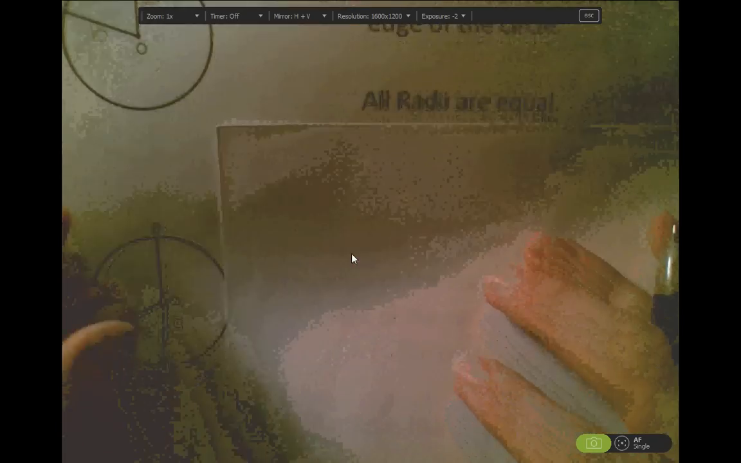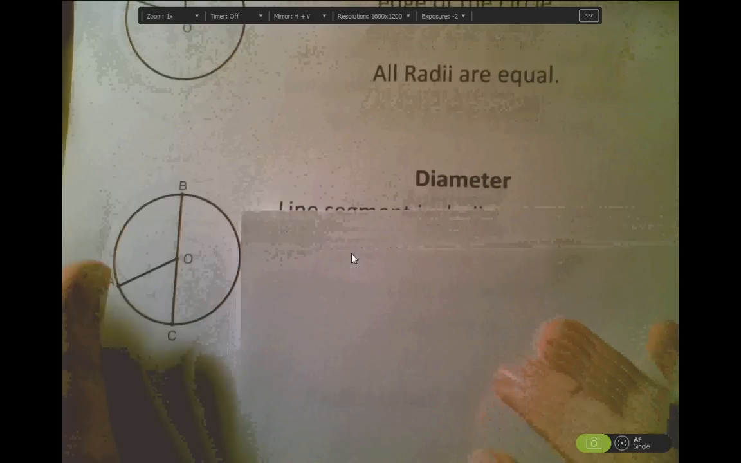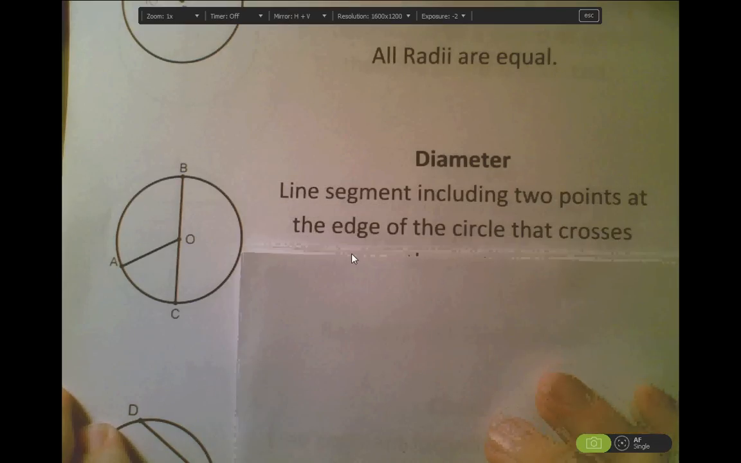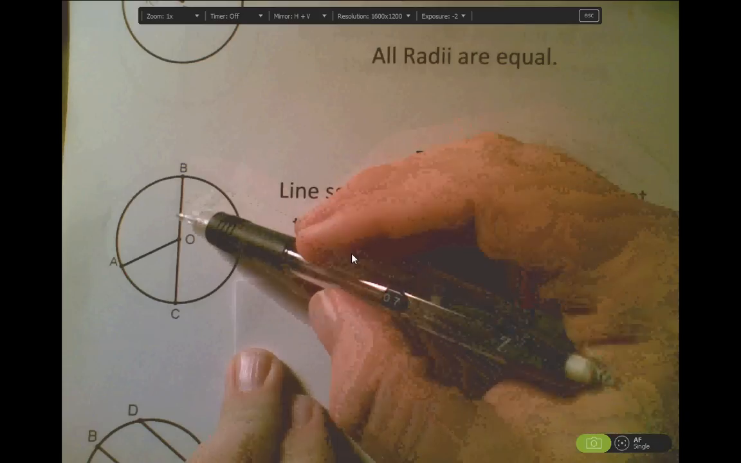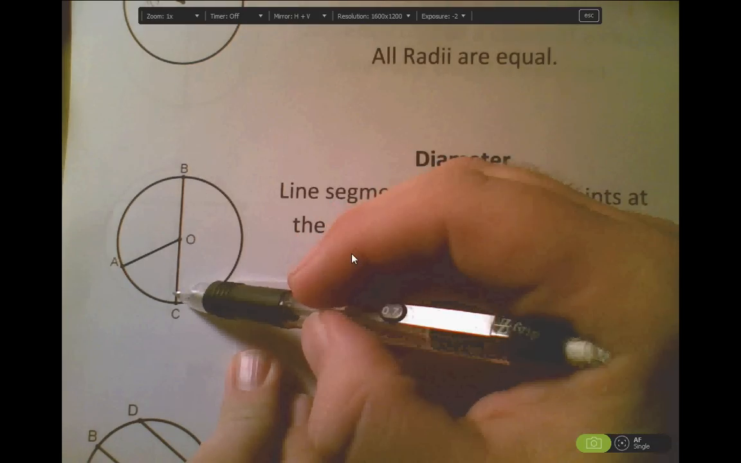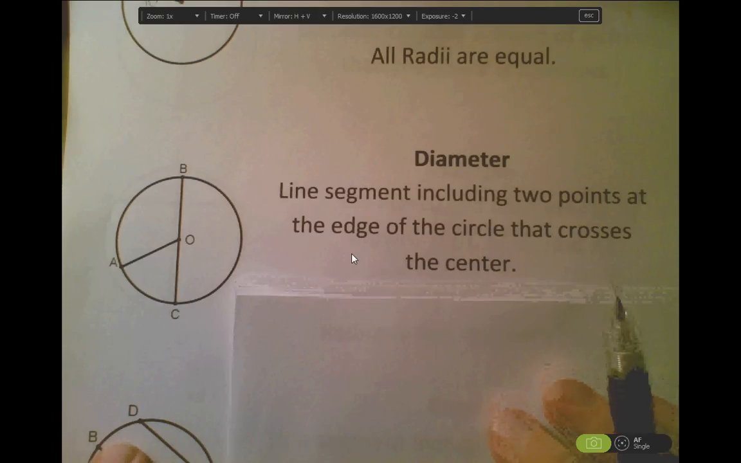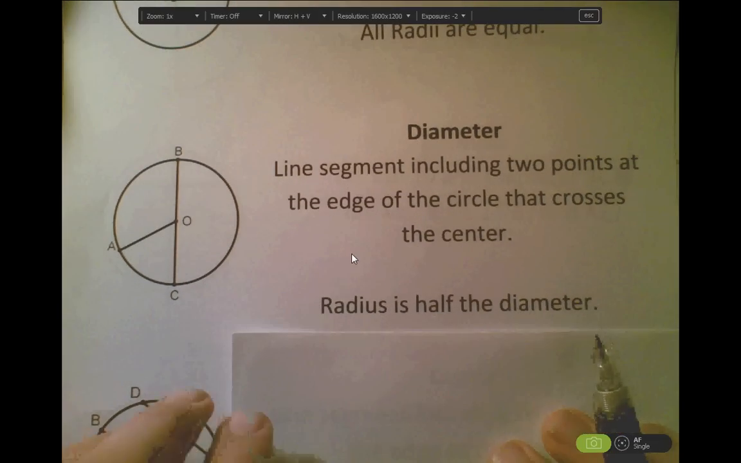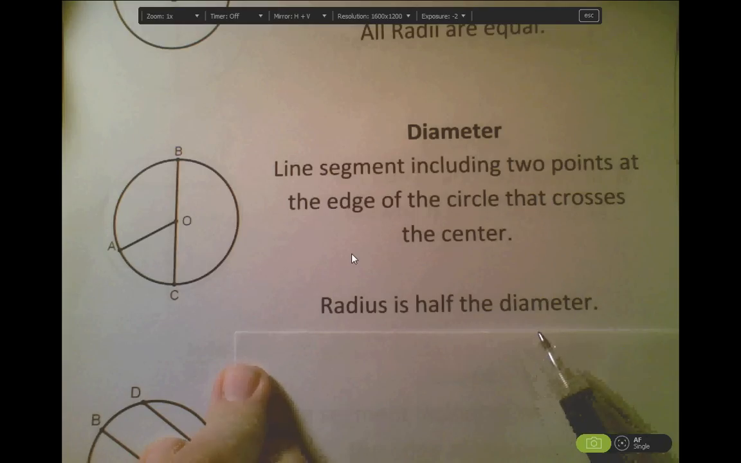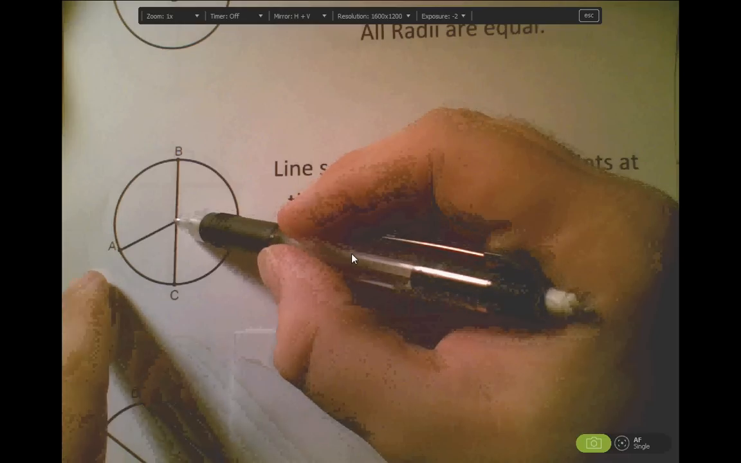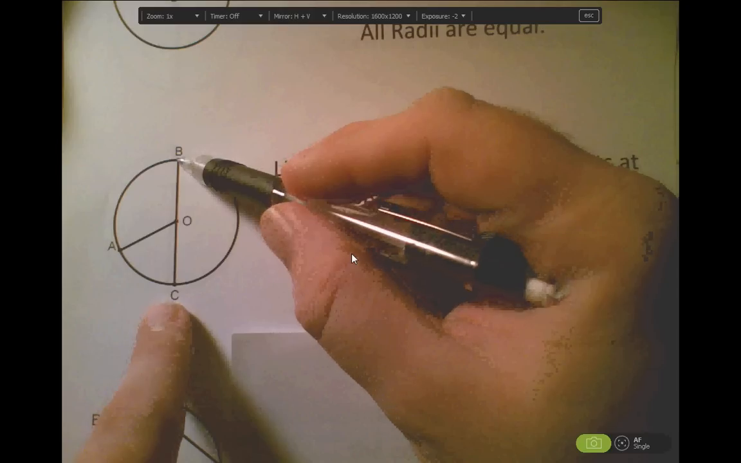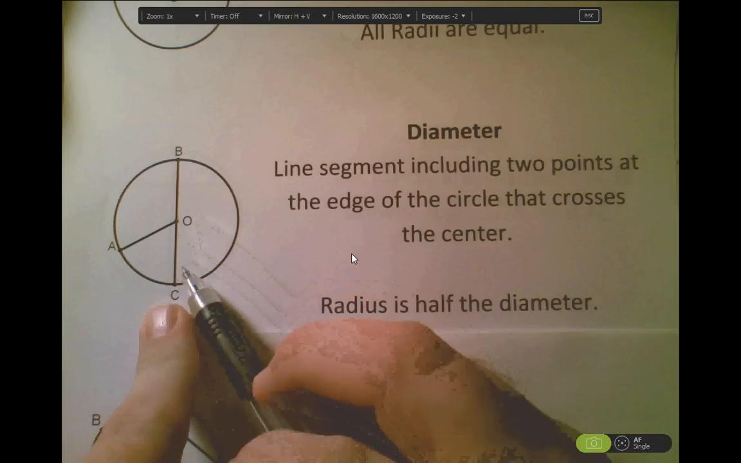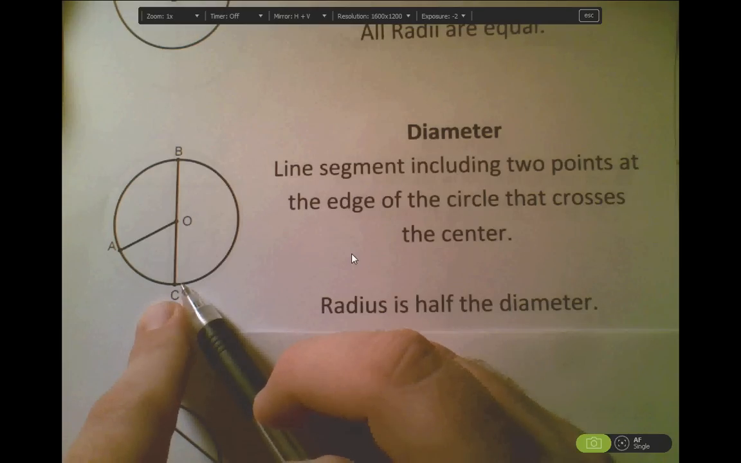Now let's move on to our next definition. Our next definition is a diameter. A diameter is a line segment including 2 points at the edge of the circle that crosses the center point. In this case, BC is going to be a diameter. The key thing about the relationship between a diameter and a radius is that a radius is half the length of the diameter. So if you notice, OA is a radius, OC is also a radius, and OB. Even though B and C are connected, OC is a radius and so is OB.